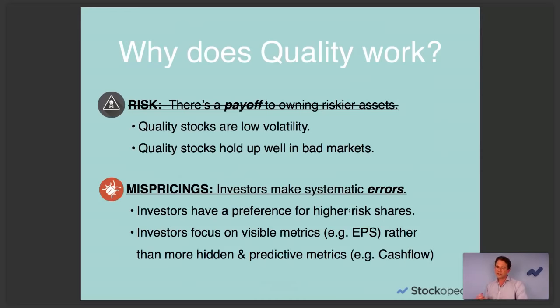Also, investors focus too much on visible metrics such as EPS, earnings per share, or profits, rather than more hidden and predictive metrics, which could be cash flow or other measures of profitability. So, for example, accruals or other measures. And because these visible metrics are also more manipulated by management, they can often be less predictive. So I think these are the main reasons why investing in high quality shares does work.